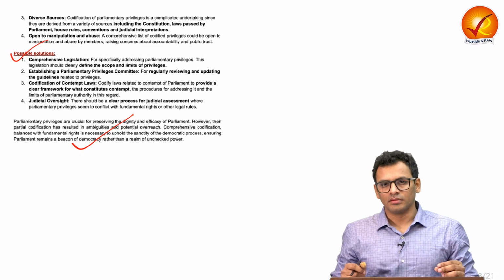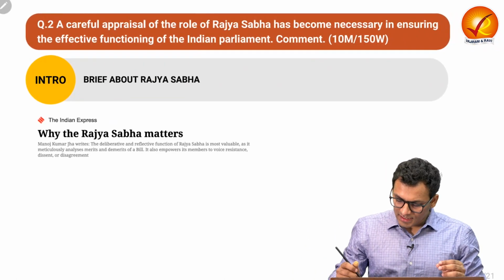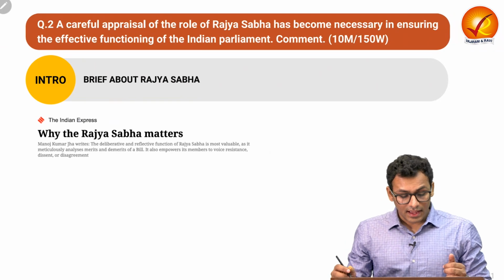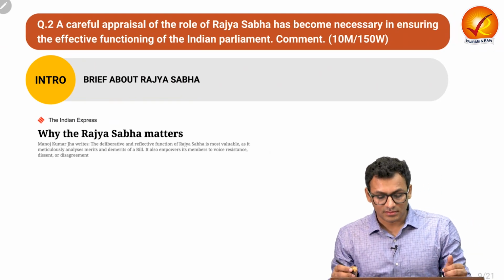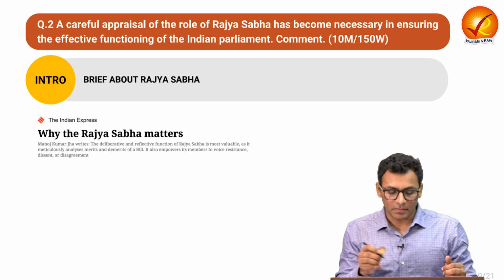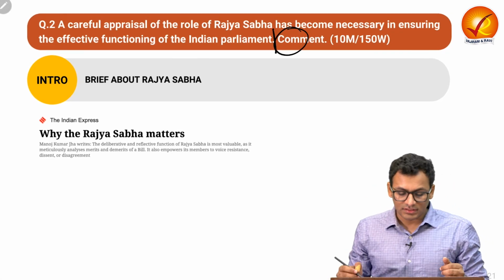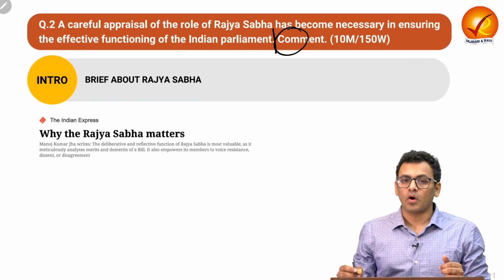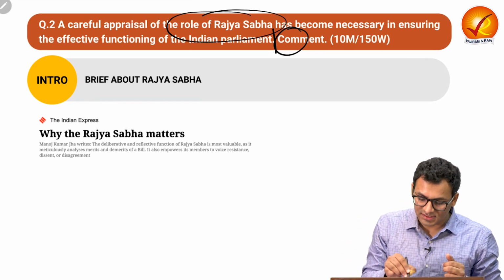Let us move on to question number 2. Let's read question number 2 together. A careful appraisal of the role of Rajya Sabha has become necessary in ensuring the effective functioning of the Indian Parliament. Comment. Now this question is very straightforward. It is talking about the role of Rajya Sabha.